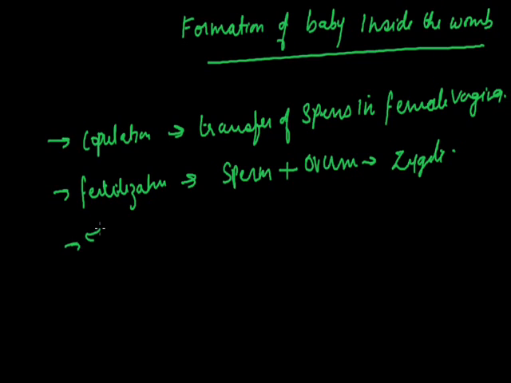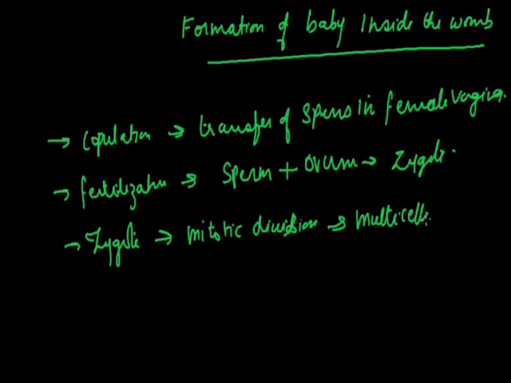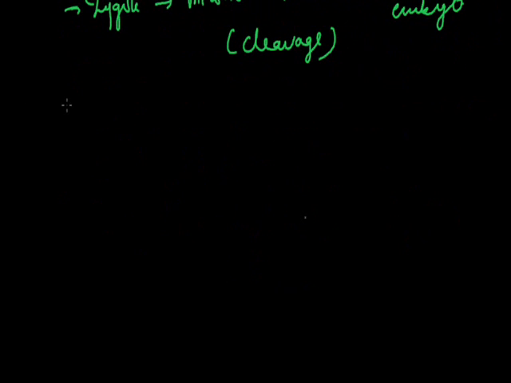Now, the zygote will have mitotic divisions, which are also called equational division, and it forms a multicellular embryo. This is formed by the process of cleavage, that is mitotic divisions. They are also called cleavage. After cleavage, the zygote forms a multicellular hollow spherical stage that is called blastula.